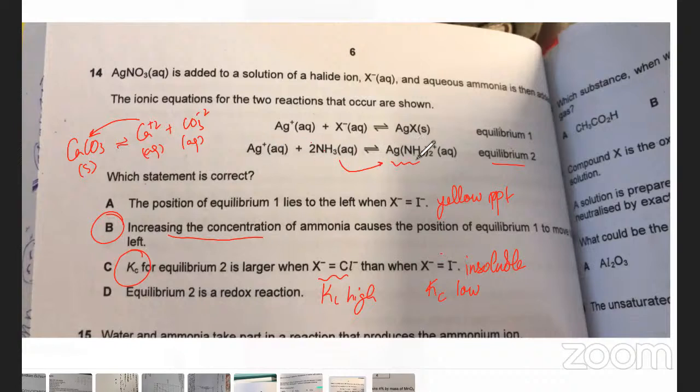This has no Cl minus 1, this has no I minus 1. The only thing that will change the Kc for equilibrium number 2 is temperature. It's not going to be changed. So the value of Kc is not going to change. It only changes with temperature.